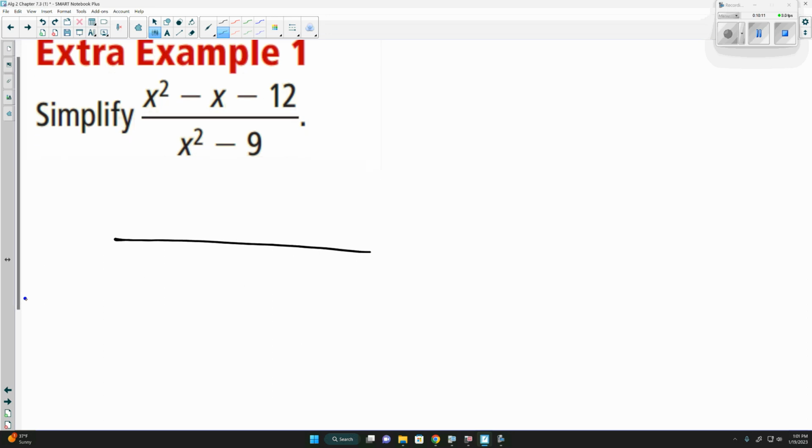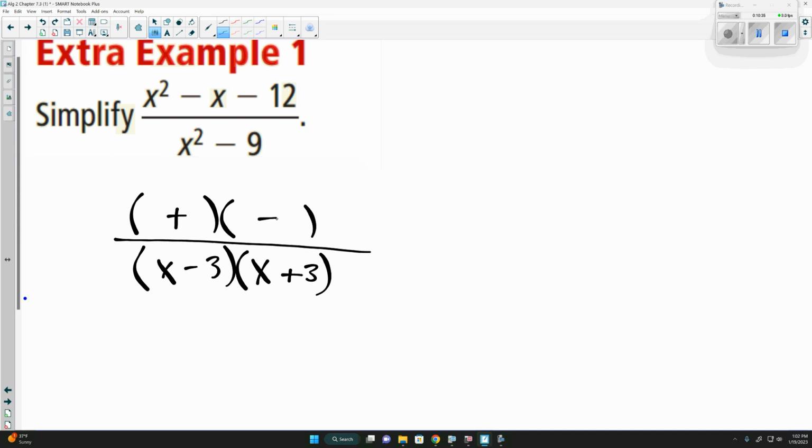Which one can we factor easier? Bottom, what would it be? X minus 3 times x plus 3, difference of perfect squares. Now, there wasn't a greatest common factor really on top and bottom for this one here. So we can go and do our sets of parentheses on top.